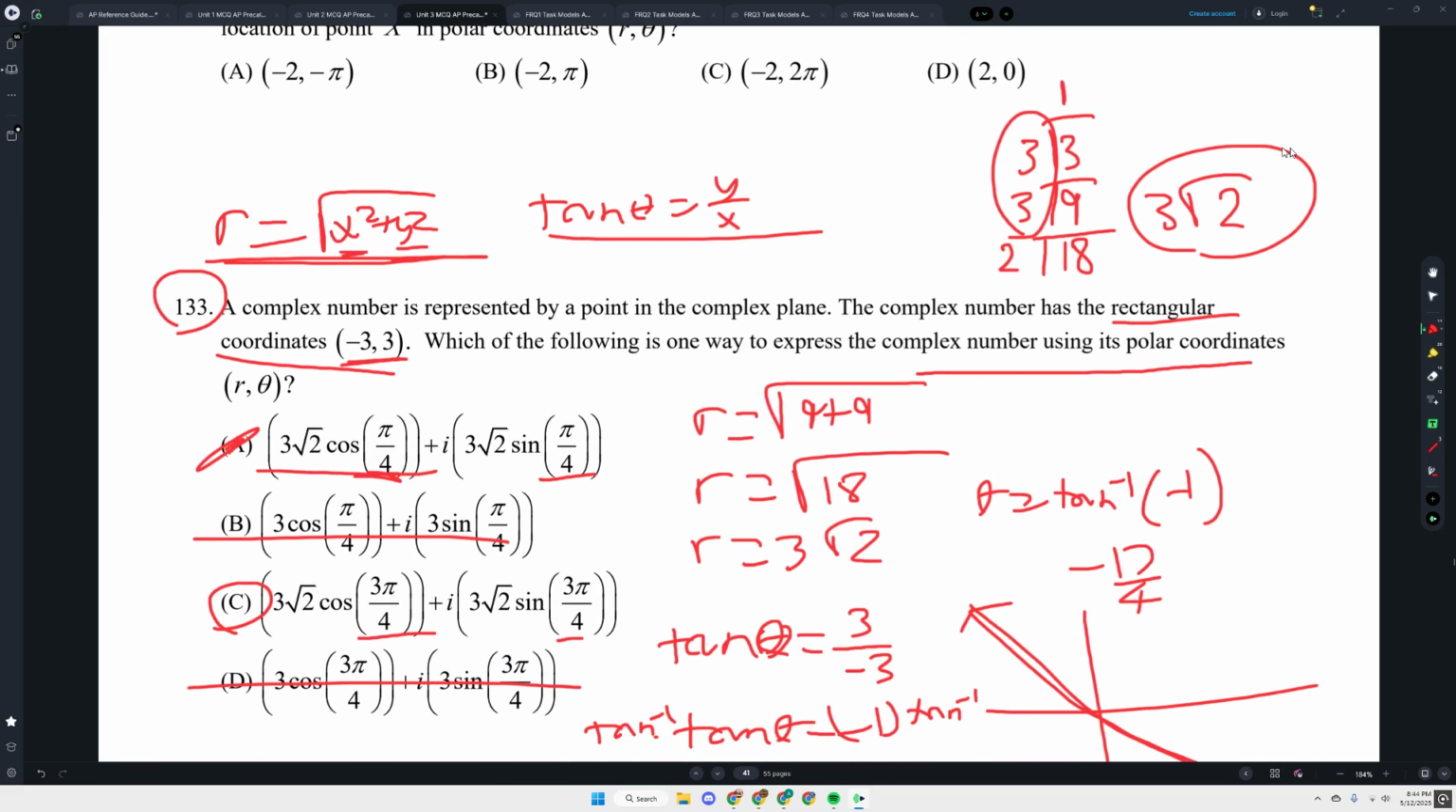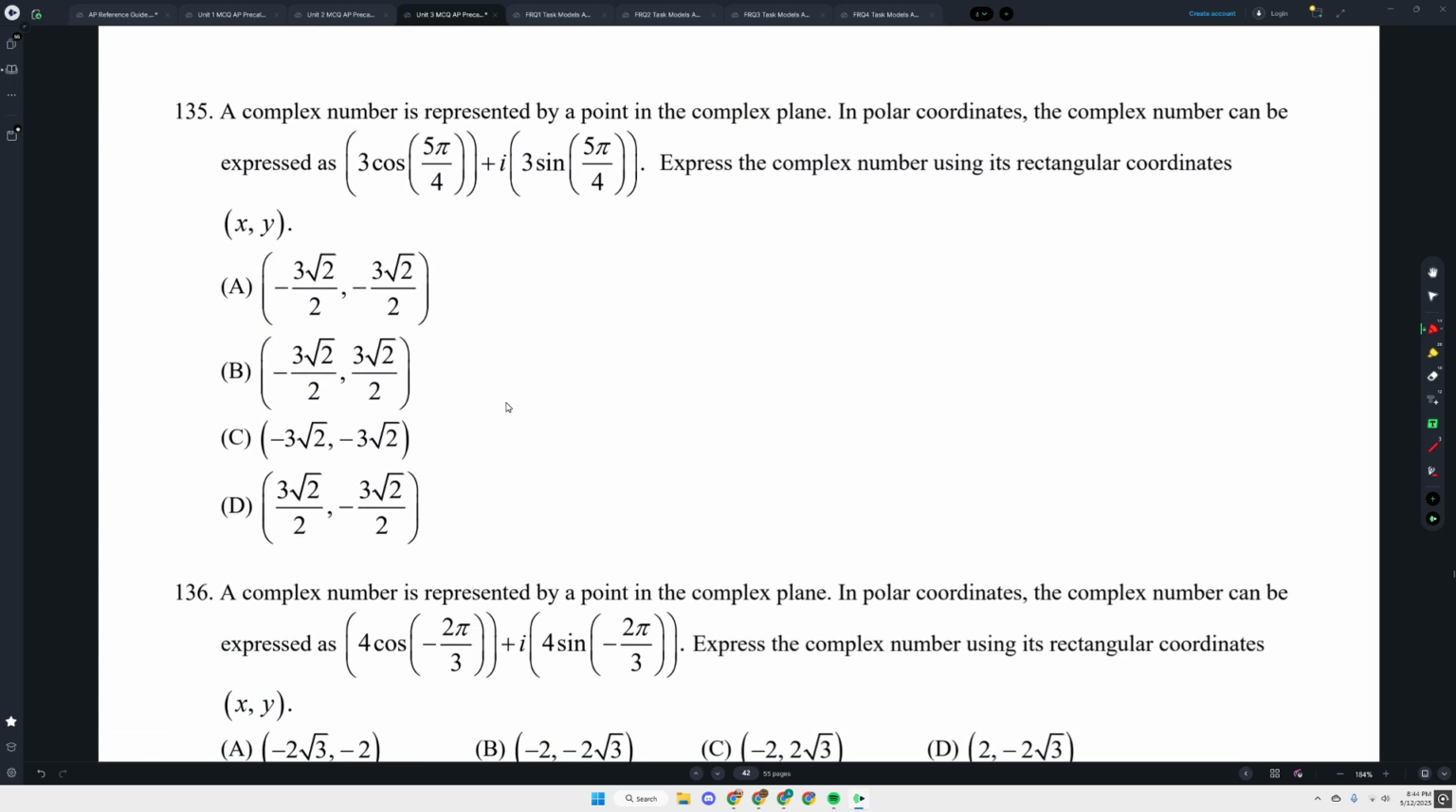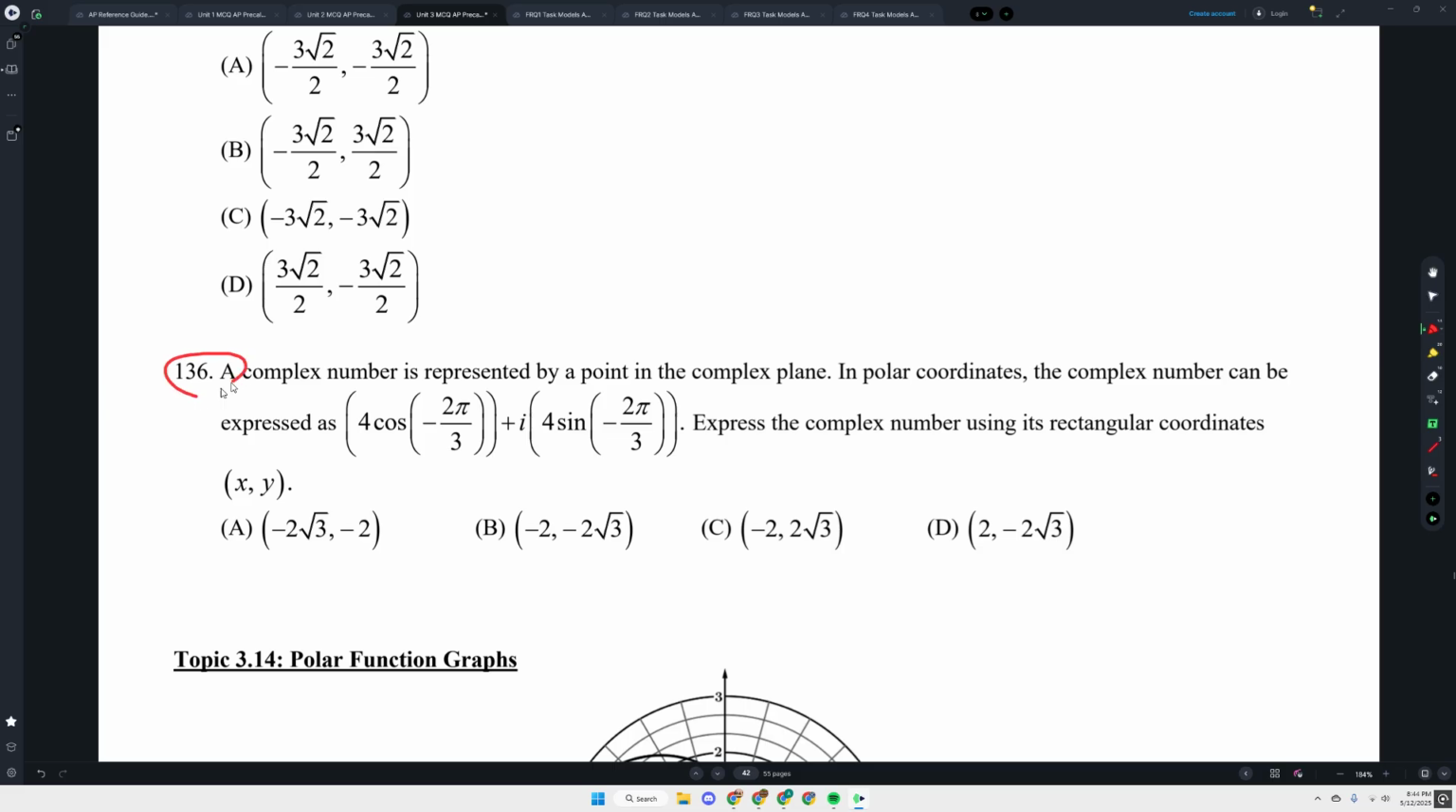So that's how you factor. Next, we'll do this one. We'll do 136. It's a different type of question.